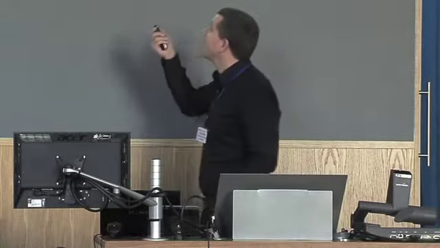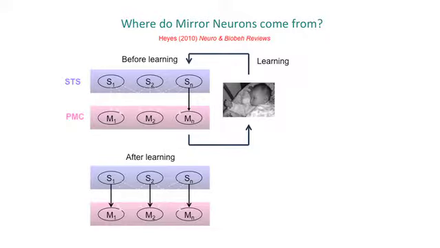Now, it should be no surprise to anybody that if you get correlated experience of a stimulus and a response, you develop an associative link between them. So these two things become bidirectionally associated. And so, after learning, what we find is that the motor neurons now become mirror neurons because they are associated with the sensory neurons coding for that action.